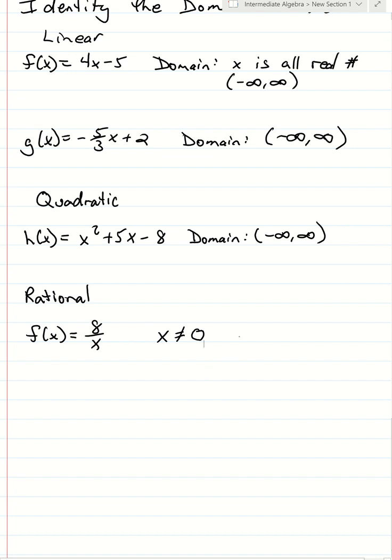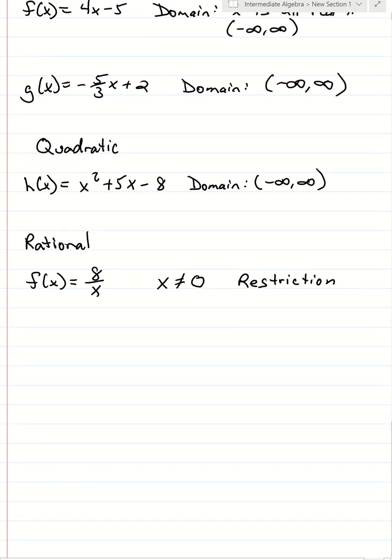That would be your restriction on the domain. That would be the one value of x that can't happen, because 8 divided by 0 is undefined. So it is a 0 in your denominator that would cause your restriction on your domain.